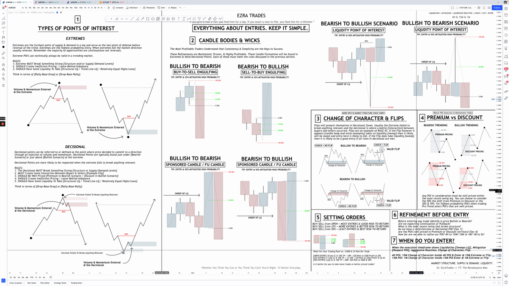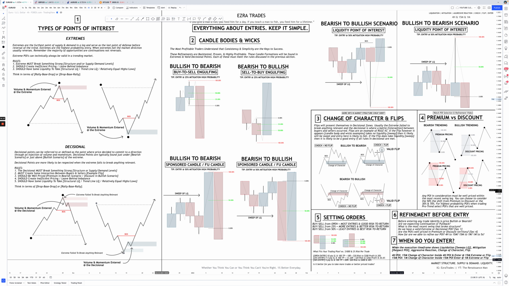meaning that it probably results in a change of character. It pushes price down very aggressively or pushes price up very aggressively. We get a change of character, and likely we get some sort of flip, right? That's what we want to see.